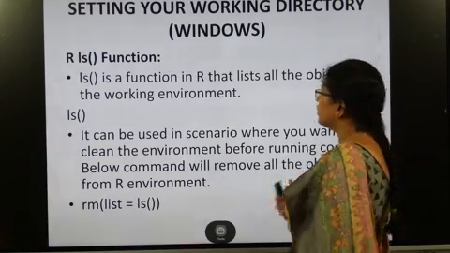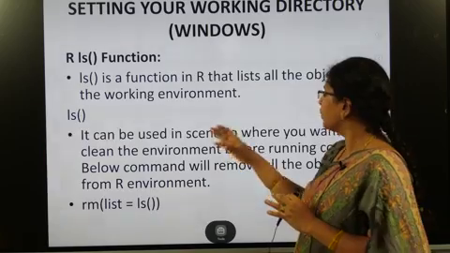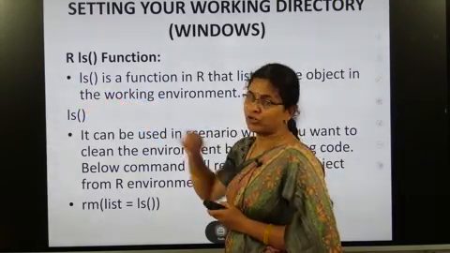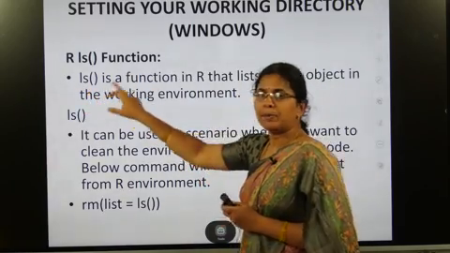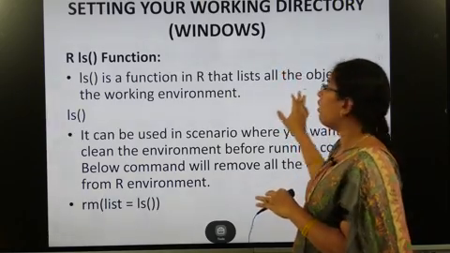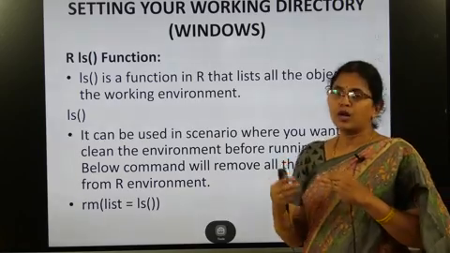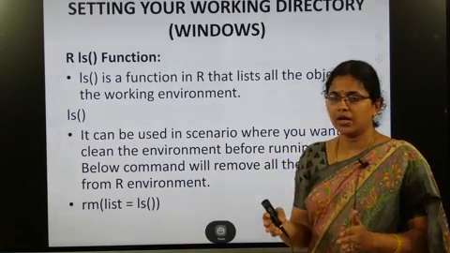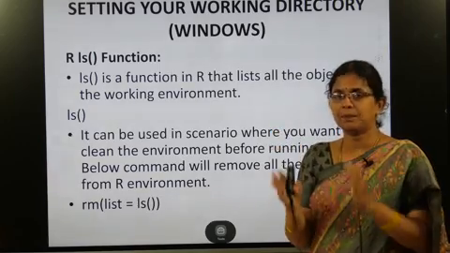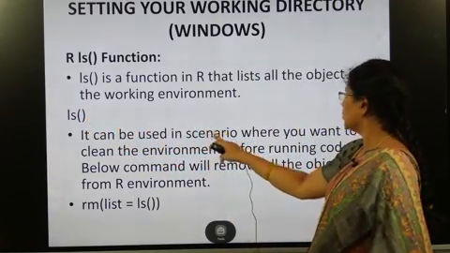Okay, and if you want to know what objects are there in your working environment, in that case I will use the ls function. ls open brace and close brace is a function in R that lists all the objects in the working environment. Whatever objects are listed in your working environment, in order to see all of those objects at one place, simply give this command, ls open brace and close brace.